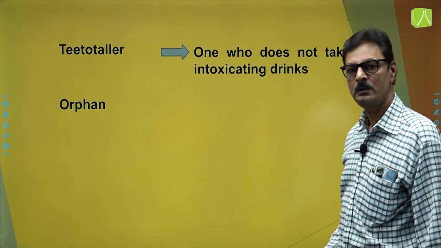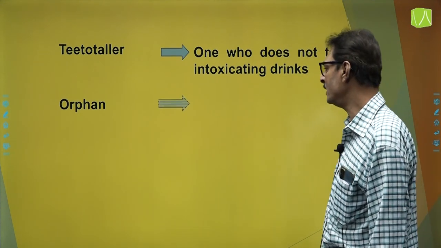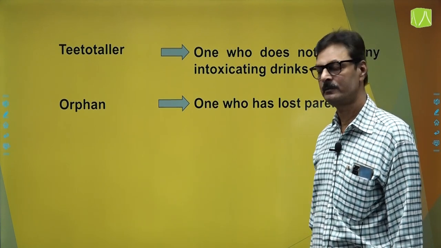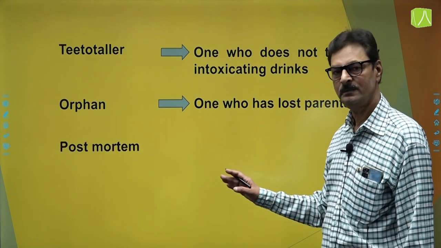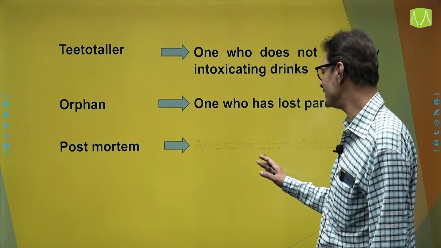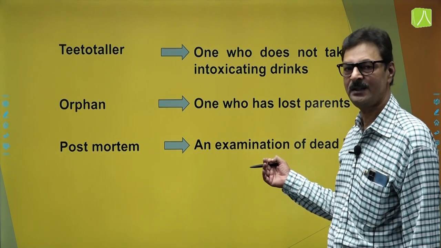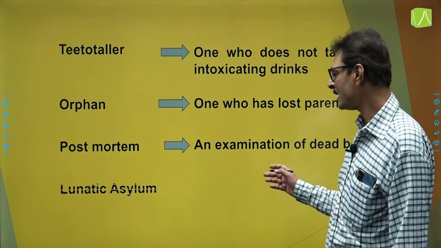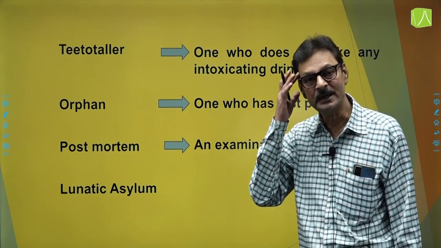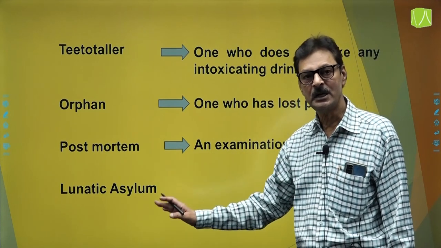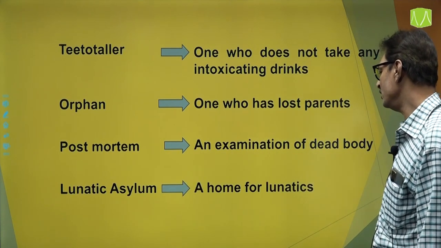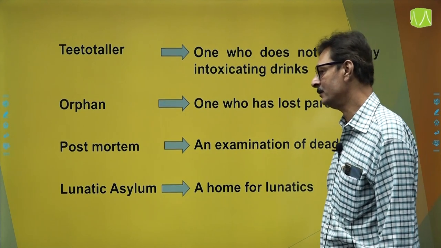Orphan, who is an orphan? Anath, orphan. One who has lost his parents is an orphan. Postmortem, I hope everybody knows this meaning. Postmortem is the examination conducted of the dead body. And finally, lunatic asylum. Lunatic is a term used for crazy, pagal, asylum, shelter. Where, your Hindi meaning pagal khana, a home for the lunatics is lunatic asylum.